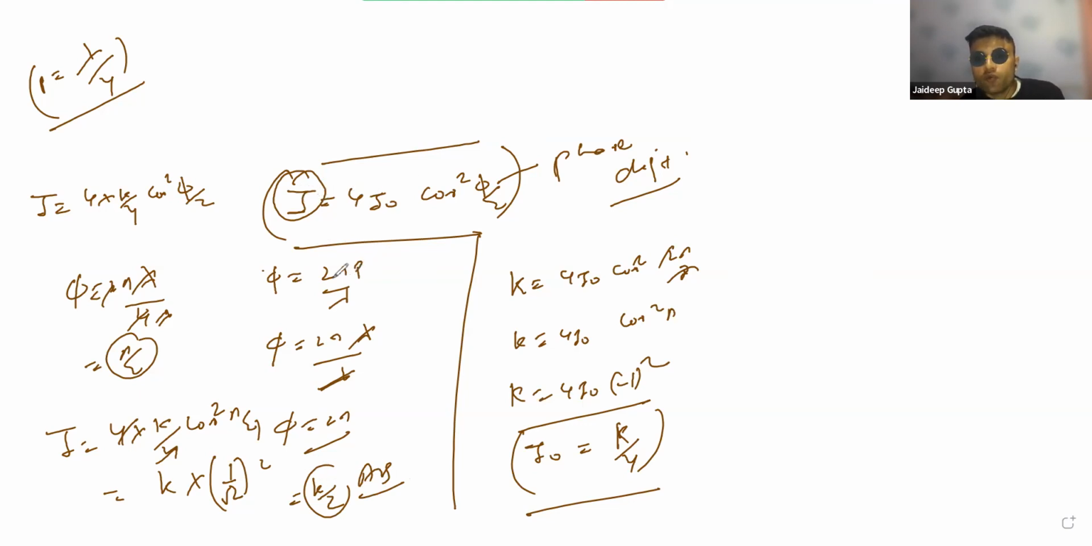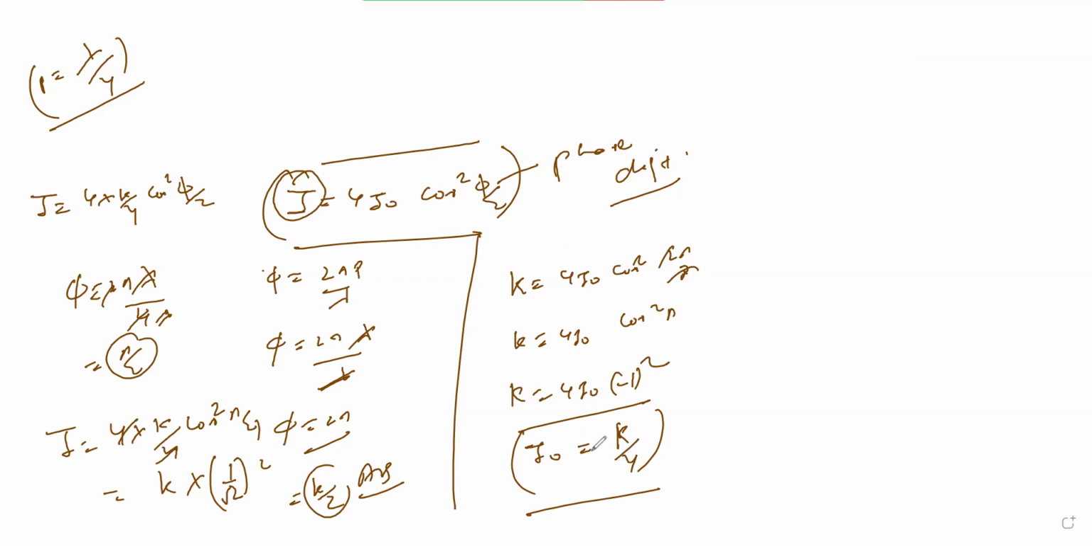So what did I do first? I substituted the value of path difference into this formula, as I told you a short while ago. Now substitute the value of phi, that is phase difference, into this formula. You'll get the value of I naught. That I is given, K units. I naught we have to calculate. Further, cos square 2 pi over 2, the 2s will cancel out, cos square pi, and cos pi is minus 1. So 1 square. So I naught equals K over 4.